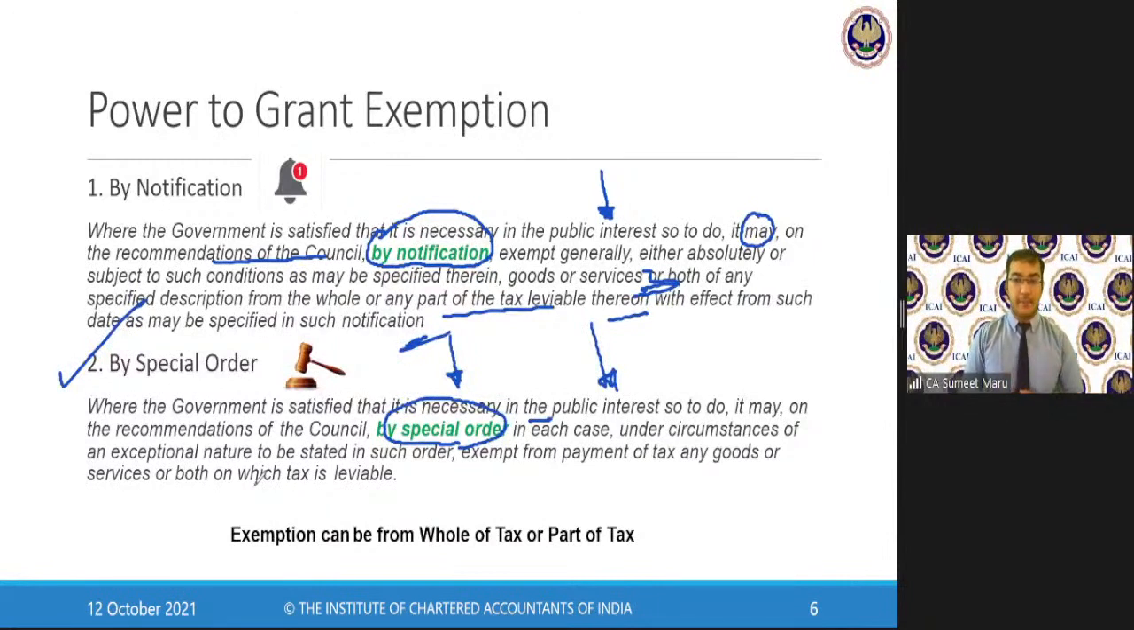or the special order. Now, the exemption here can again be in two parts. It can be for the complete tax, complete GST exemption, or from some part of the tax. It will again depend, and you have to learn this from the notification itself.